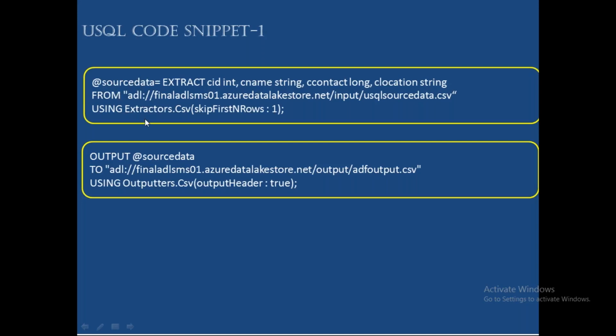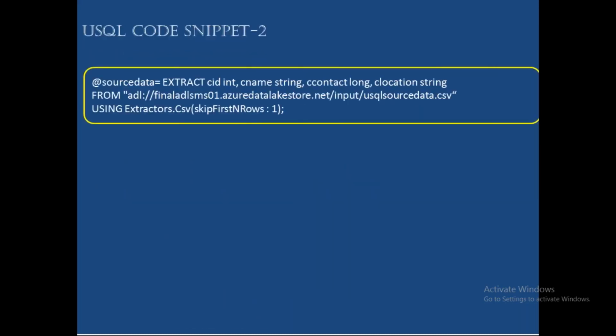Now @source_data is my output because I don't want to do any transformation; as it is, I want to write. So output is @source_data. This output I want to write to this particular address using Outputters.Csv, because I want to write it as it is as CSV. When I'm writing CSV, I need to say outputHeader equal to true, meaning please include headers and write the data. That's what I'm saying.